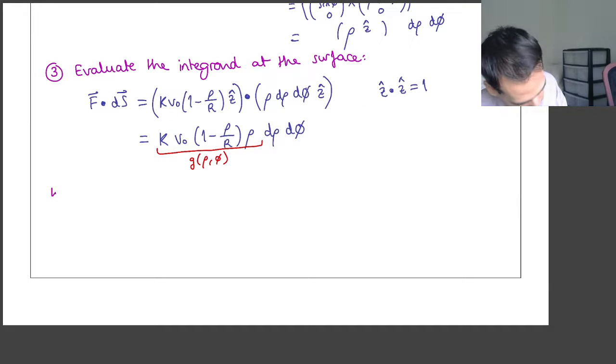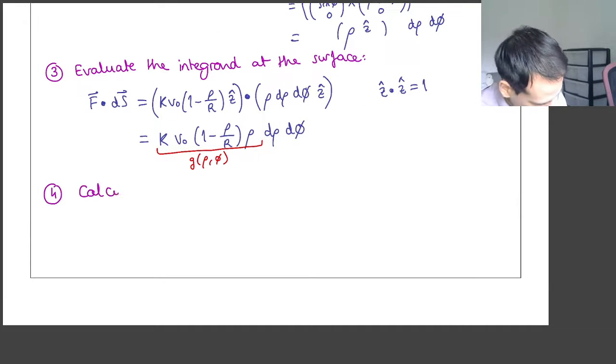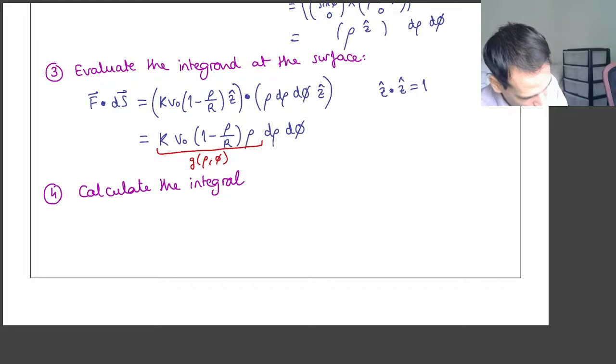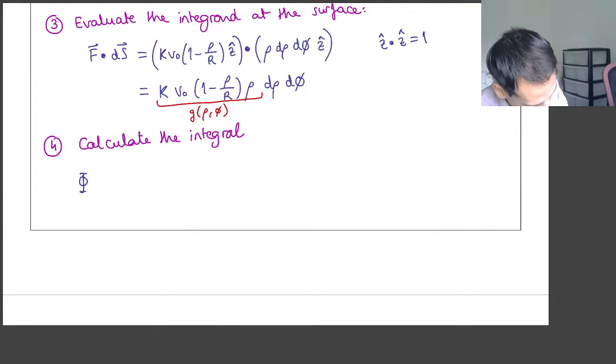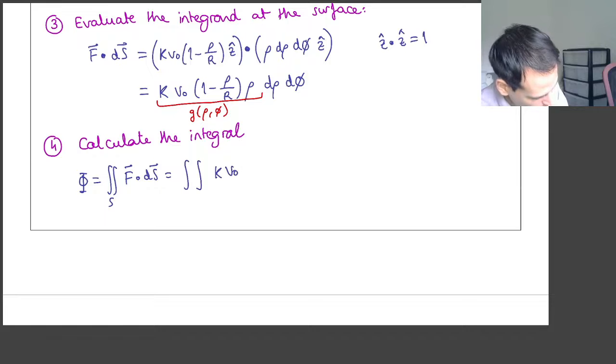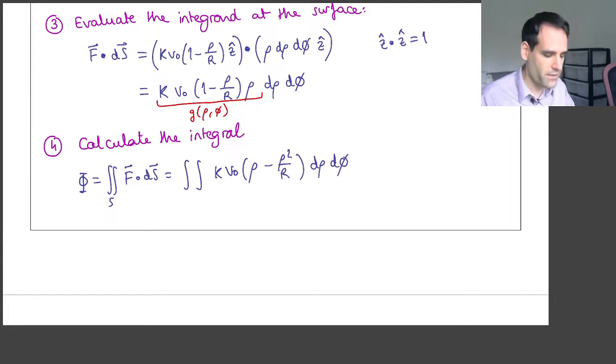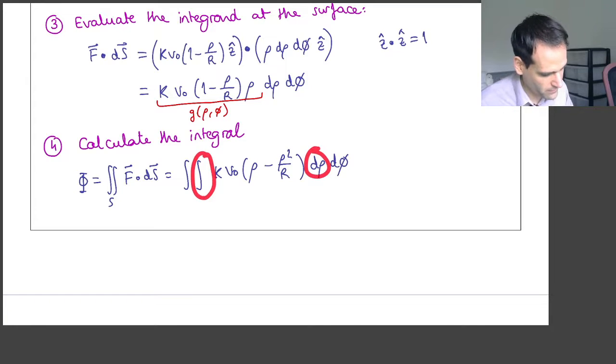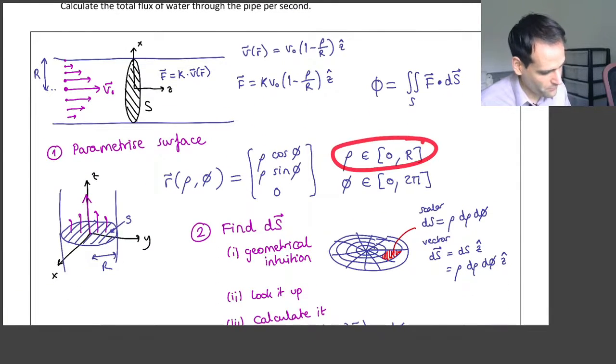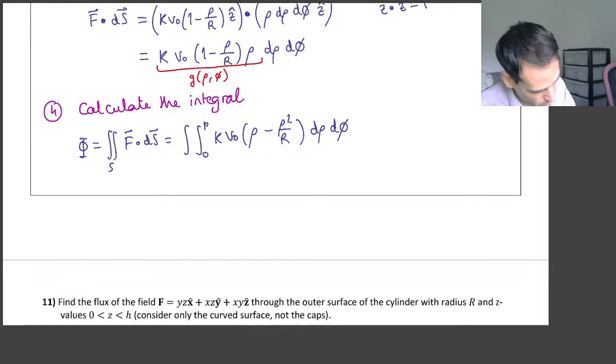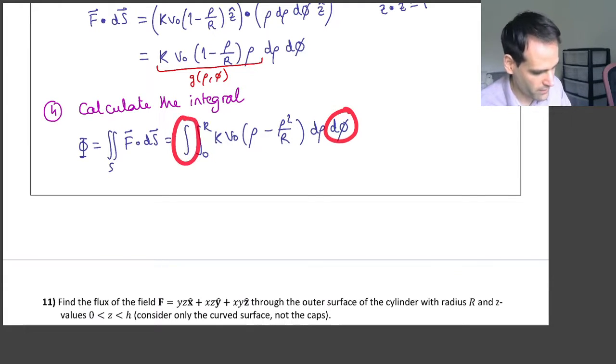And the fourth step is the easy one. Calculate the integral. So this is a double integral. Flux is equal to the surface integral of f ds, which above we have written as k v0. Maybe I can expand the bracket, so rho minus rho squared over r d rho d phi. And then we have to set the limits. So the limits for rho are in the first integral here. They are 0 to r. And the limits for phi, which is the second integral, the outer integral here, are 0 to 2 pi.